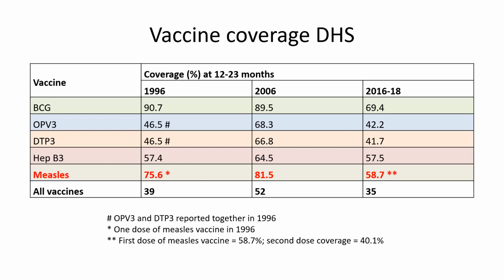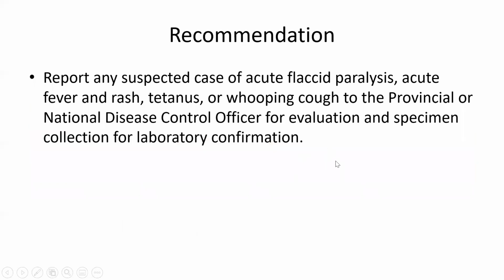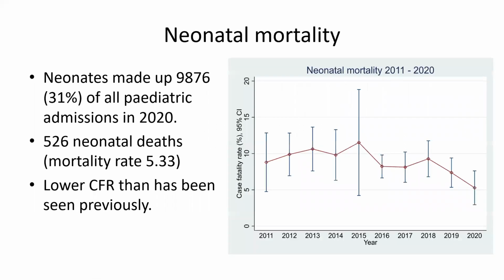So we need to pay attention to this. Okay, the recommendations are really standard. This is what we need to teach people: to report any of the reportable diseases, acute flaccid paralysis or acute fever and rash or whooping cough, to report them to the provincial disease control officers.